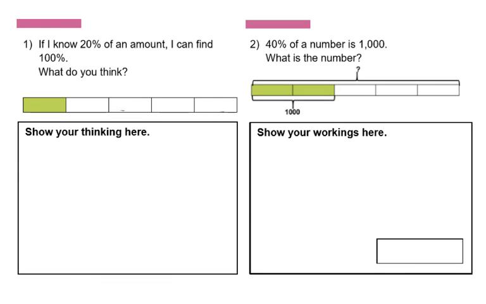So if I know what 20% is, how can I use that to work out my whole? Remember, this and this are equal. So if I know this, I just need to double it to find this. And then add another one on to find this, and another one to find this, and another one to find this. Let's give you an example.